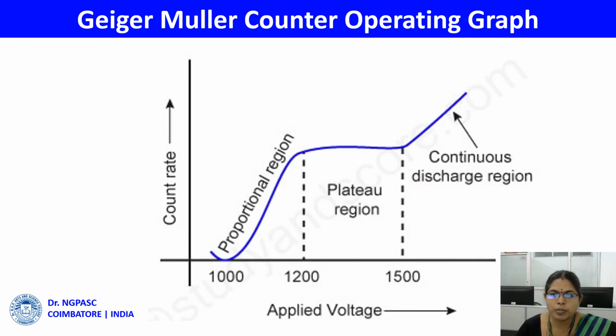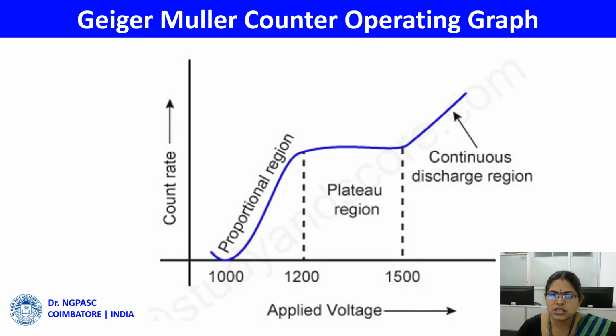This is the operating graph behind the Geiger-Müller counter. The graph is plotted between applied voltage and count rate. Voltage is applied from a lower value to a very high value. What happens to the count rate if we increase the applied voltage? You see in this graph, if we increase voltage up to 1000 volts, after this the count rate increases proportionally. If we increase the applied voltage to 1010, the count rate increases. If it is 1050, the count rate increases to higher values. So it increases in a proportional way.